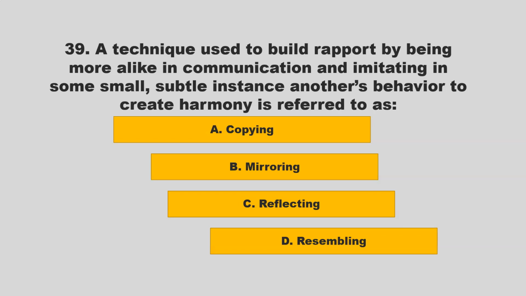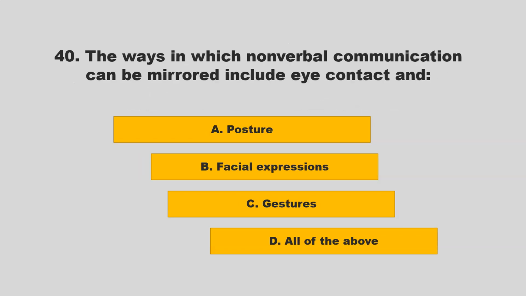A technique used to build rapport by being more alike in communication and imitating in some small, subtle instance another's behavior to create harmony is referred to as copying, mirroring, reflecting, resembling. If you chose B, mirroring, you are correct.